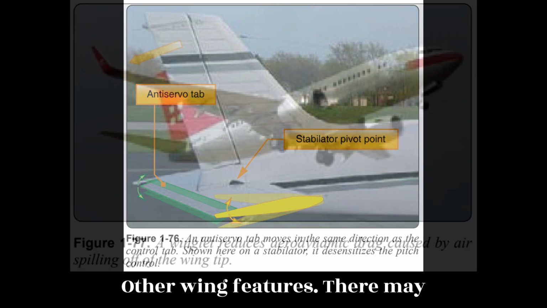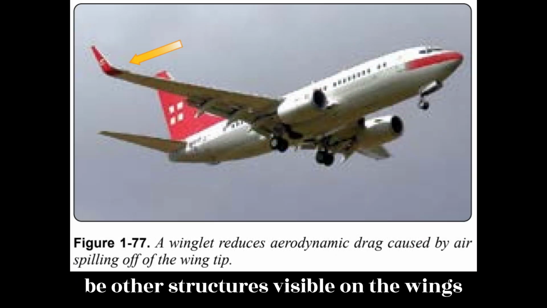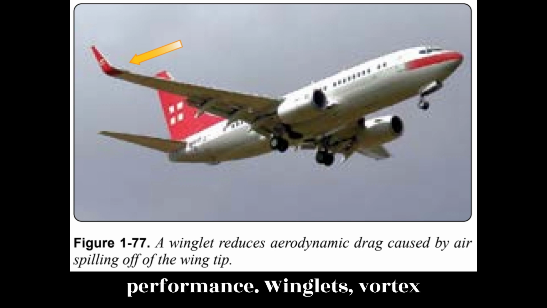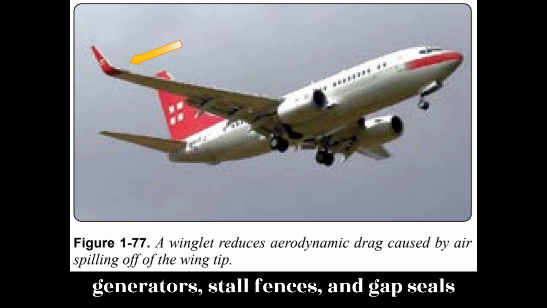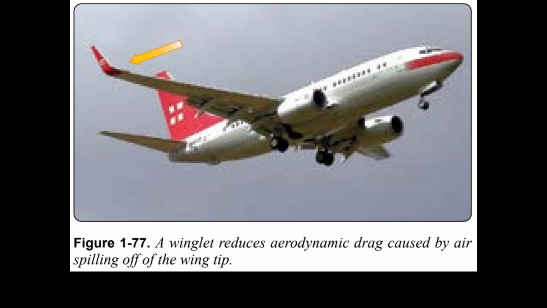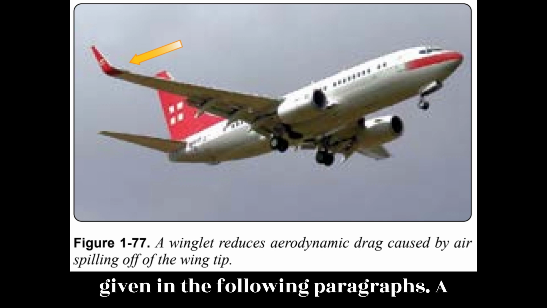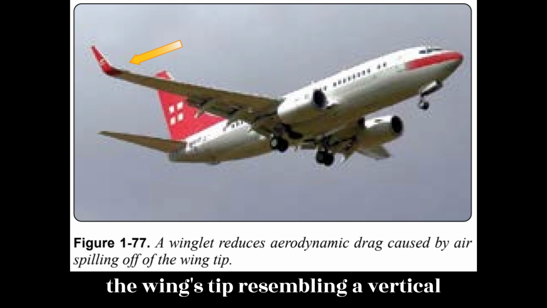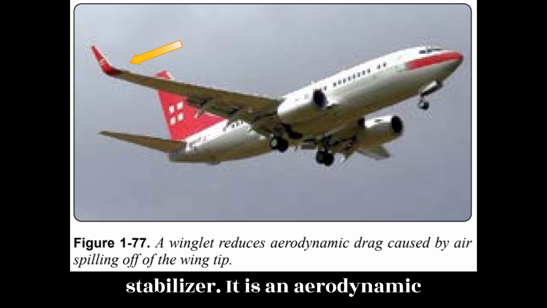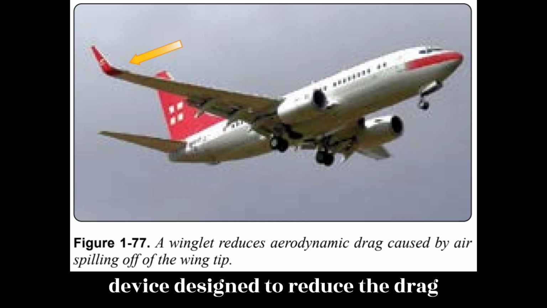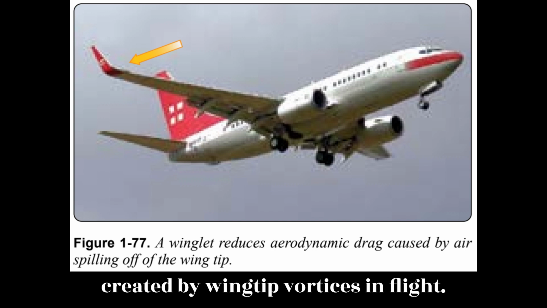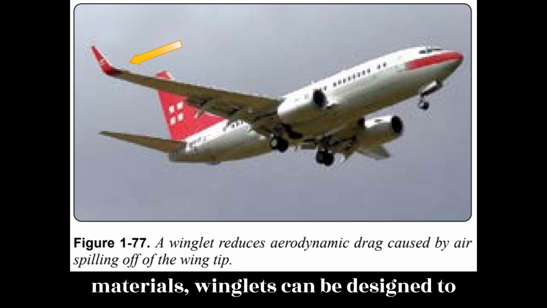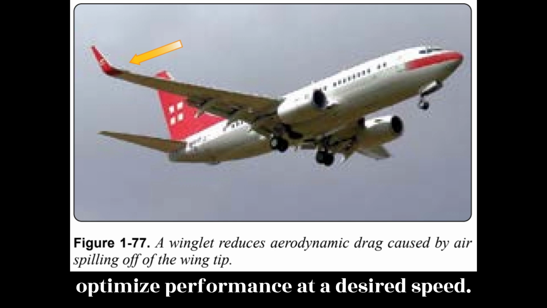Other wing features. There may be other structures visible on the wings of an aircraft that contribute to performance. Winglets, vortex generators, stall fences, and gap seals are all common wing features. Introductory descriptions of each are given in the following paragraphs. A winglet is an obvious vertical upturn of the wing's tip resembling a vertical stabilizer. It is an aerodynamic device designed to reduce the drag created by wing tip vortices in flight. Usually made from aluminum or composite materials, winglets can be designed to optimize performance at a desired speed.